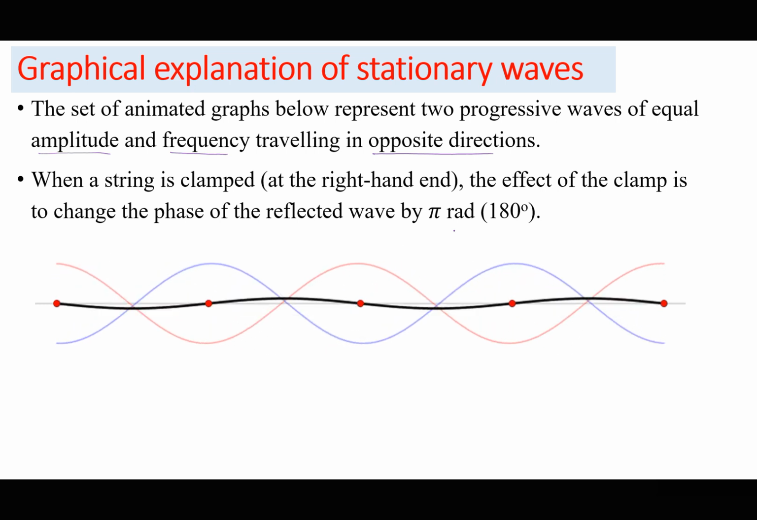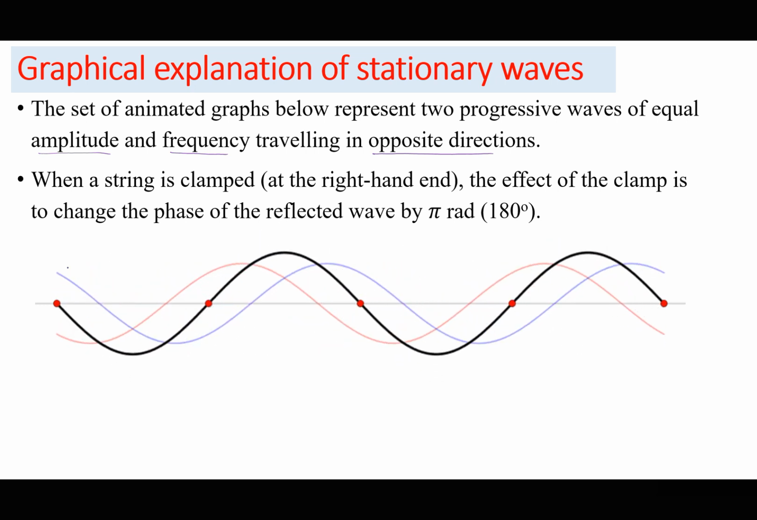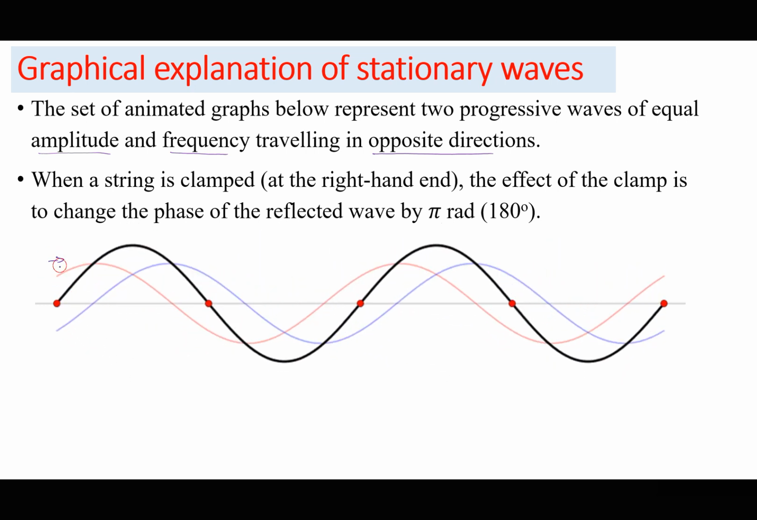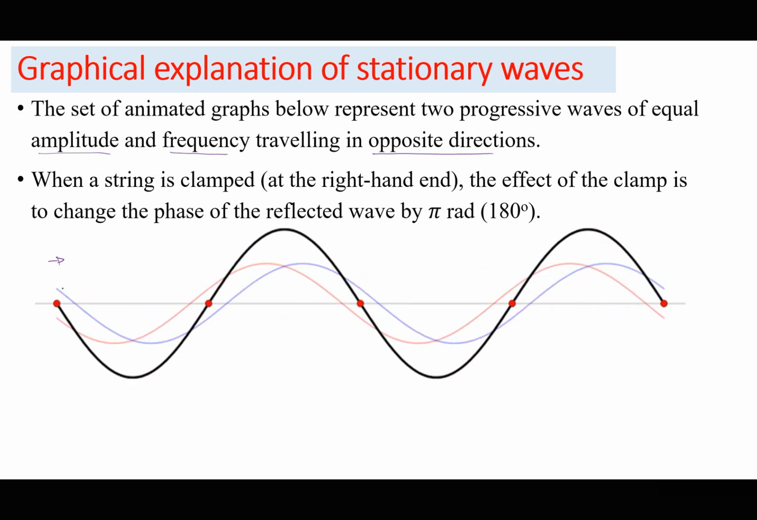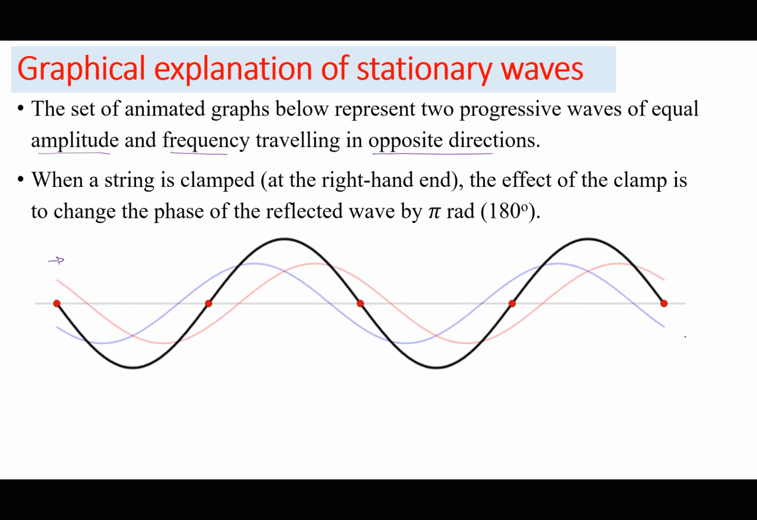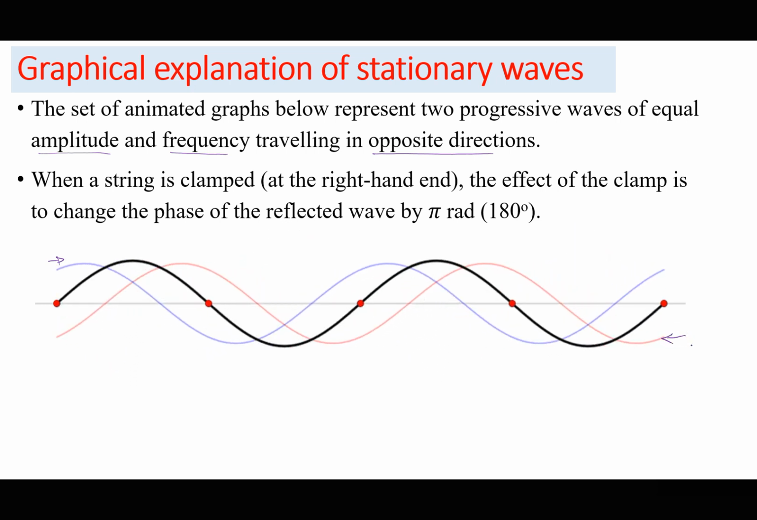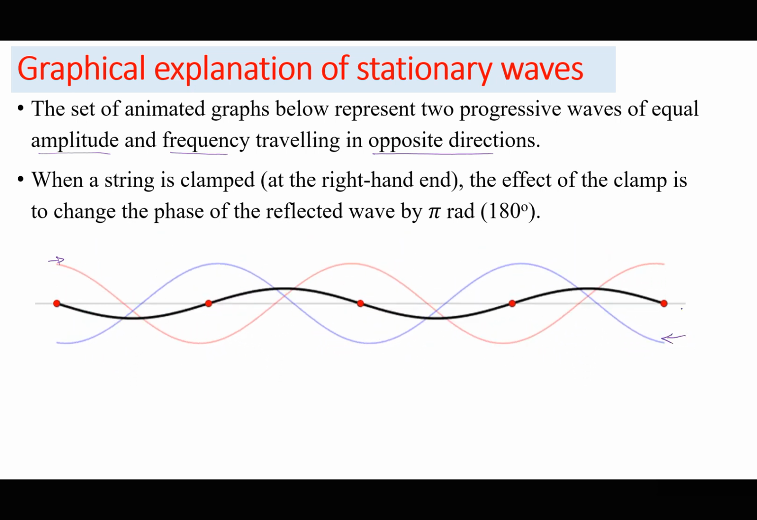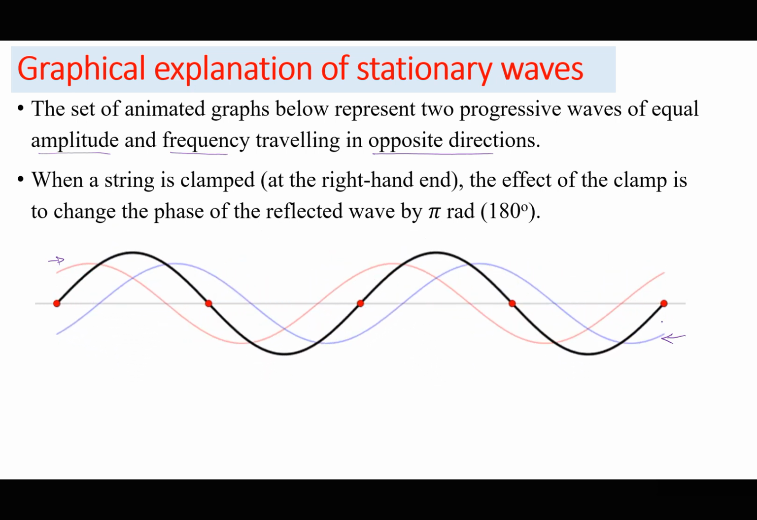Let's say the blue wave is moving initially from left to right, which is the progressive incident wave. And let's say the red wave is the one which is moving from right to left. These 2 waves are combining at certain points to form the resultant, which is black.